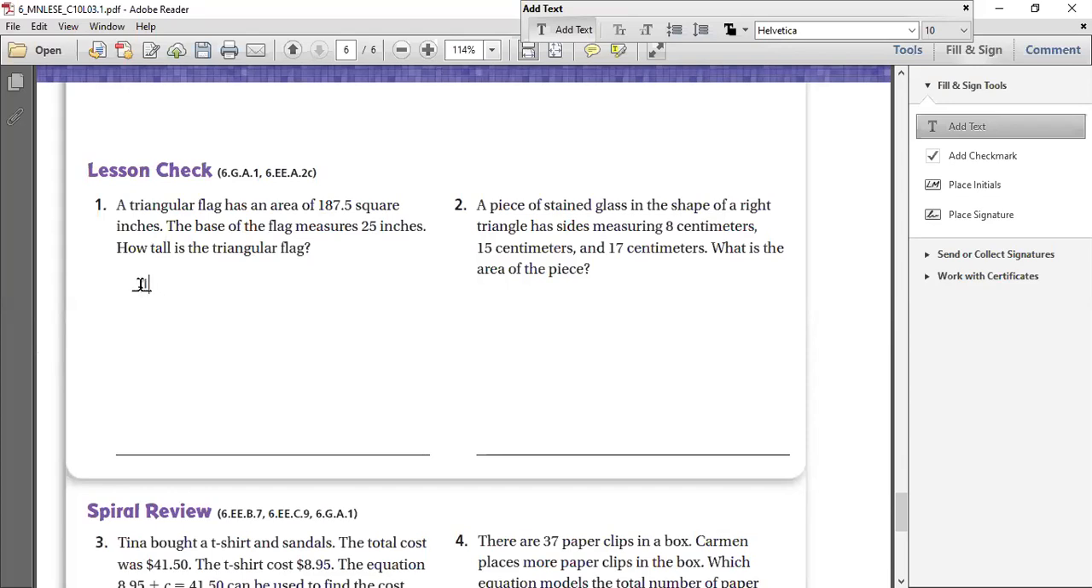Then area is given to be 187.5 equals half multiplied by, the base is given to be 25 and the height we don't know, so we leave it as h. Now first let's solve this part. Half of 25 is going to be 12.5.